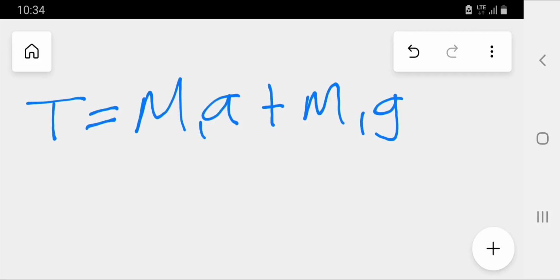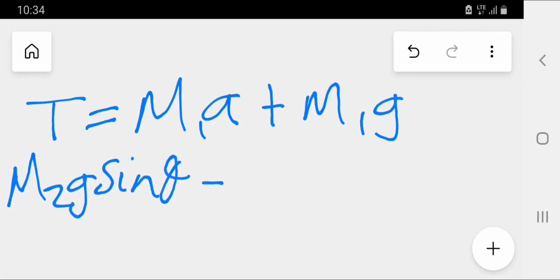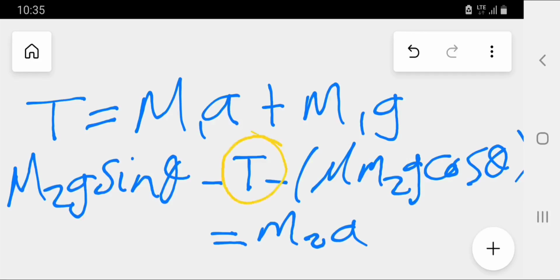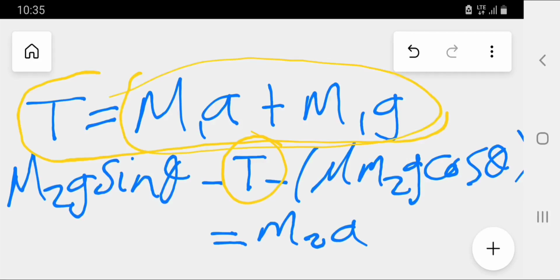So our equation number 2, as we've already given emphasis, is m2g sine theta minus T minus mu m2 cos theta being equal to m2 times acceleration. So here, where there is T, we're going to substitute this value. Where there is T, we're going to substitute all of this. So this is how it's going to look.